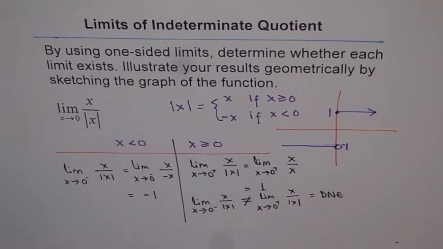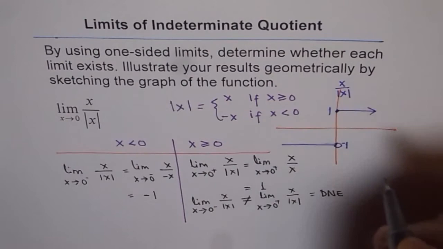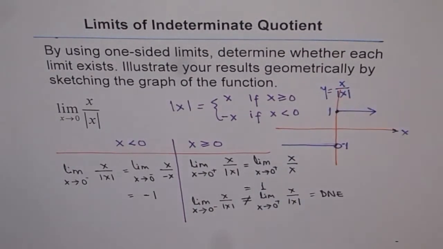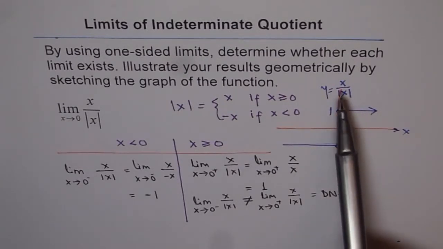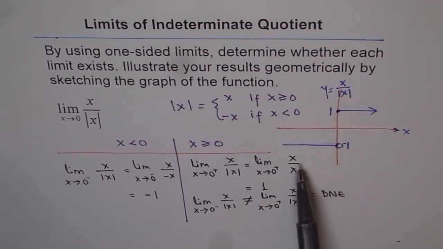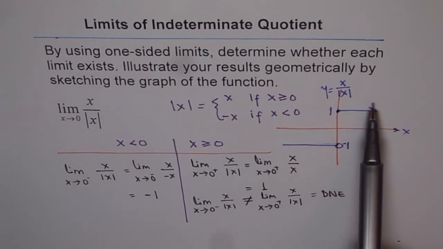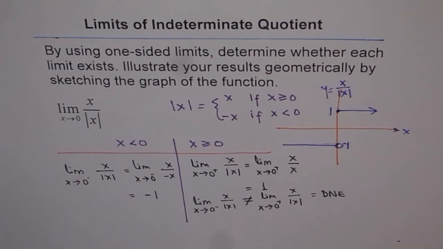This is our function x over absolute x, right? Where this is the x-axis and this is y equals, or f of x equals x over absolute x. So you can clearly see from this graph that the limit does not exist for this given function since the limit while we approach from the left side is minus 1 and when we approach from the right side is plus 1. These two limits are not the same, they're different, and therefore the limit does not exist.